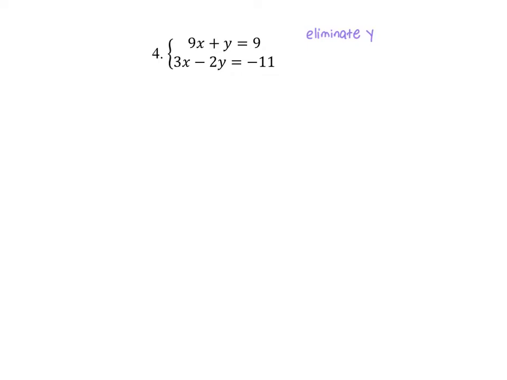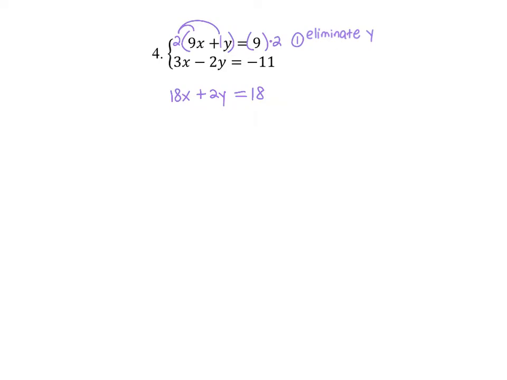Like I said, we want to make sure that those y coefficients are the same, except one is positive and one is negative. Since this is already a negative 2y, and this is a 1y, since the coefficient is 1 when it's not written, we need to multiply that first equation by 2. So I'm going to put both sides in parentheses, and this is equation number 1, and I'm going to multiply it by a positive 2. Don't forget to distribute. So 2 times 9x is 18x, 2 times 1y is positive 2y, equals on the right side 9 times 2 is 18.